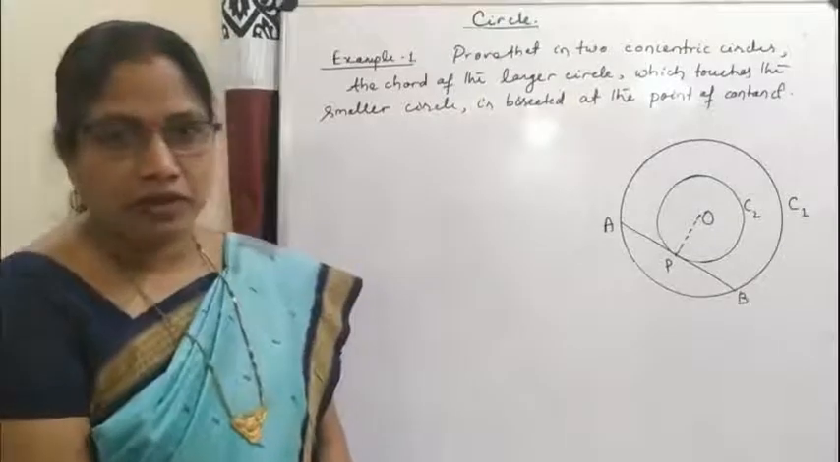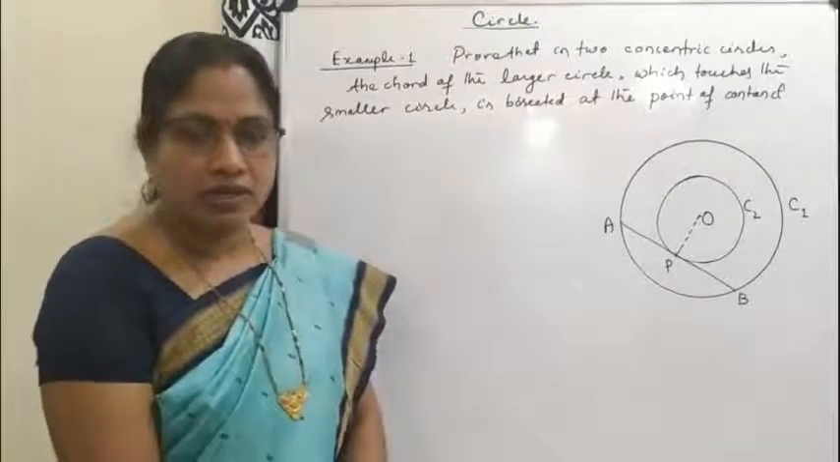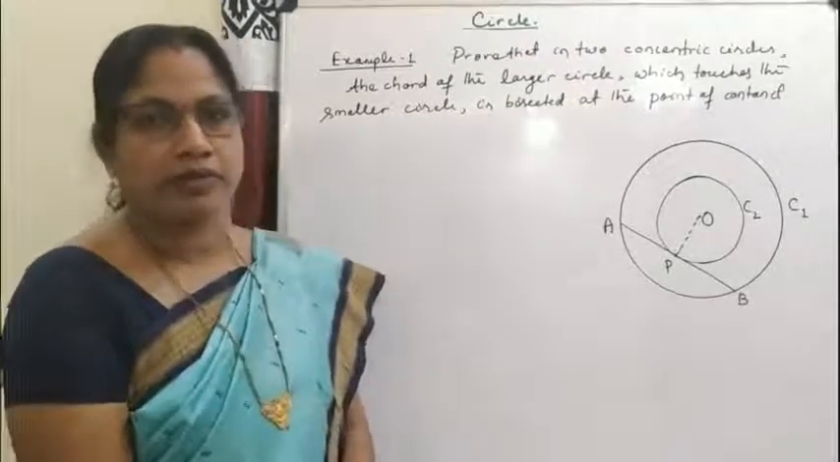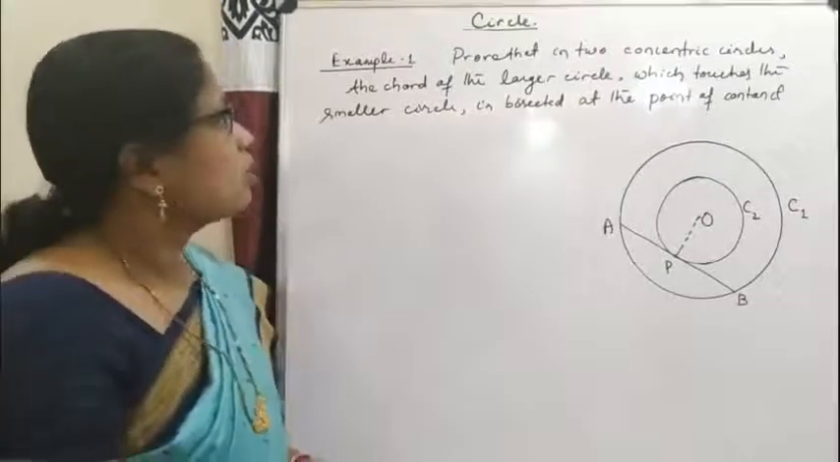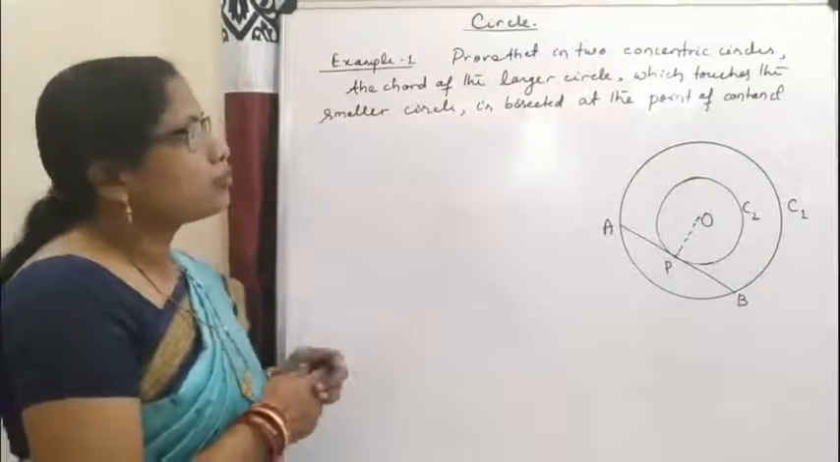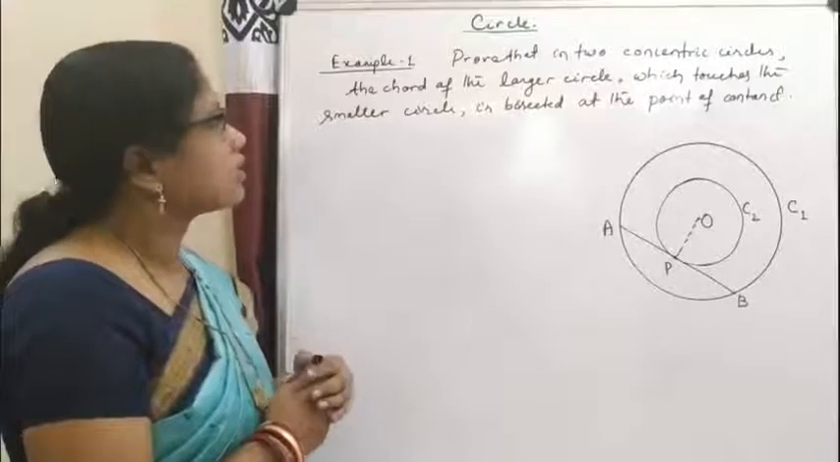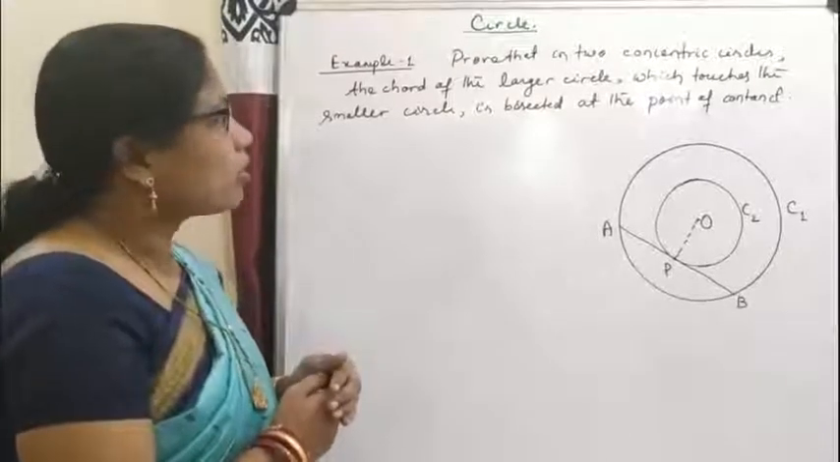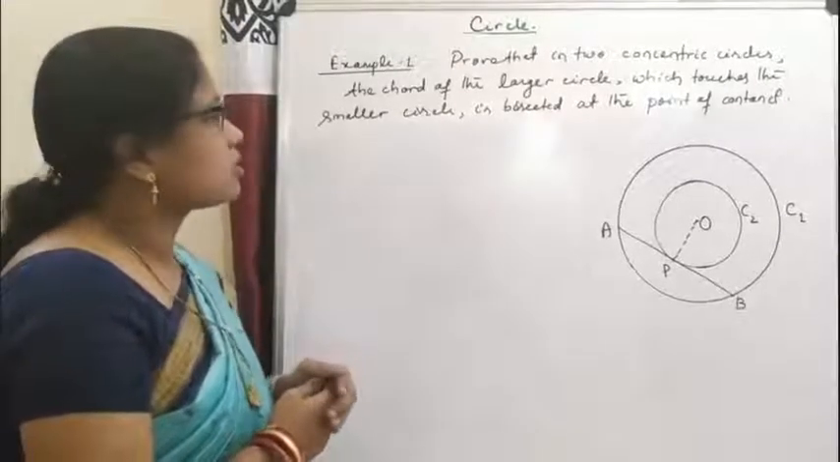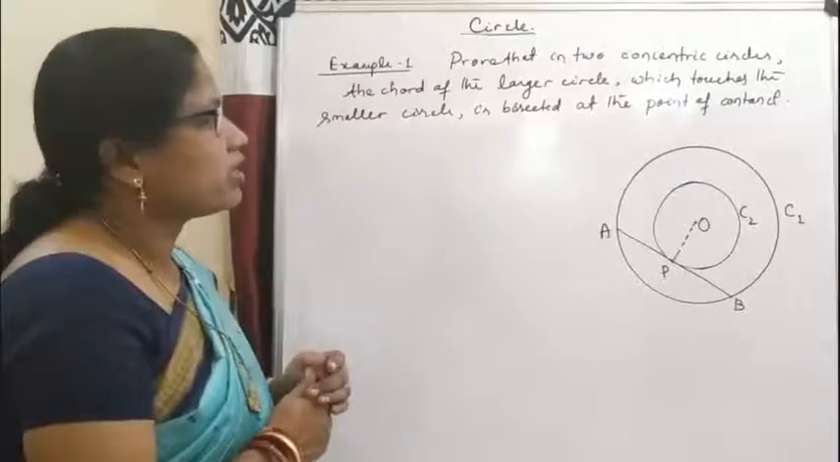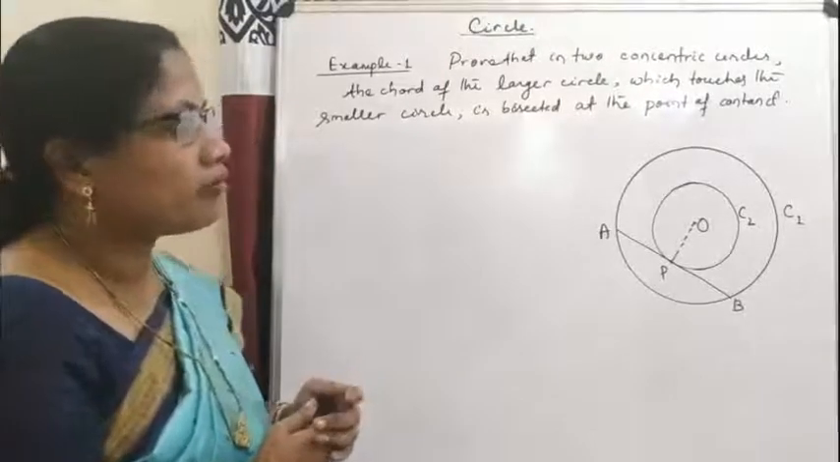Some examples by using the properties of circles and also properties of tangents to the circles. So first example is: prove that in two concentric circles, the chord of the larger circle which touches the smaller circle is bisected at the point of contact.